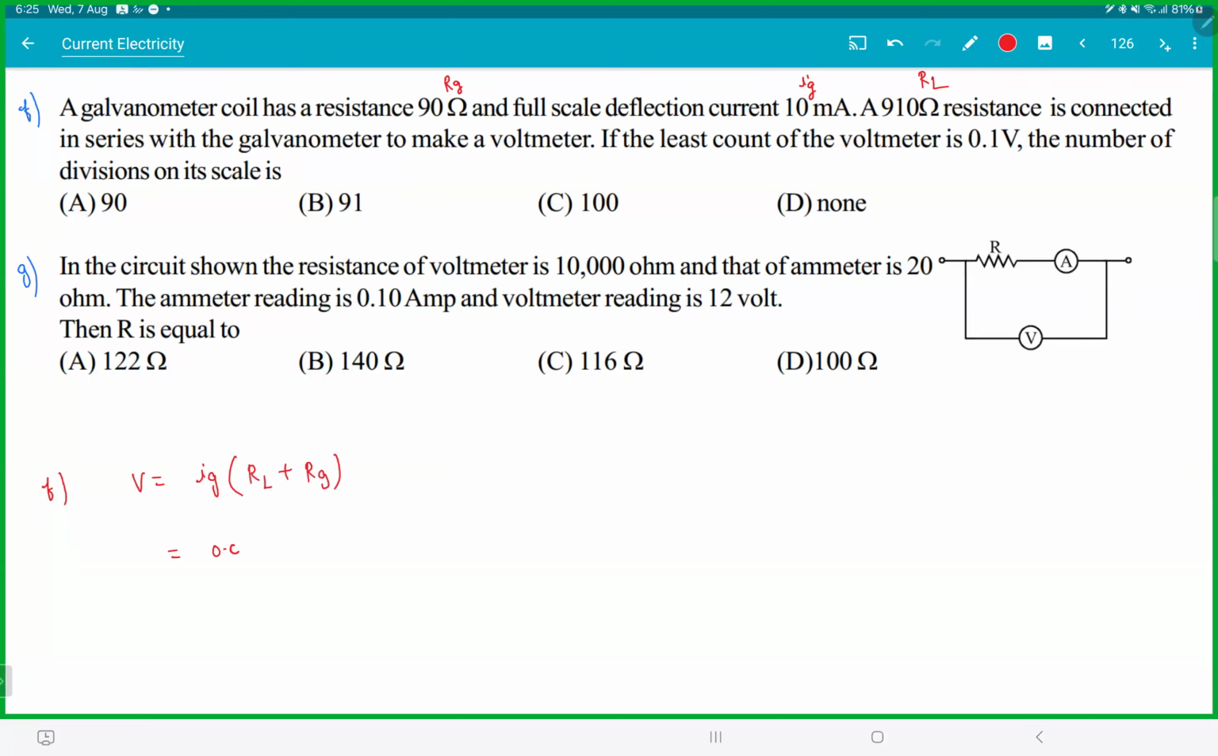So 10 milliampere, 0.01. R large is 910 plus Rg is 90. So you can measure 10 volts. So now you're saying the smallest you can measure is 0.1 volt and you can measure up to 10 volts. So number of divisions would be 10 volt by 0.1 volt, 100 divisions. Make sense? That is the meaning of least count, the smallest measurement you can make. Let's get G also.